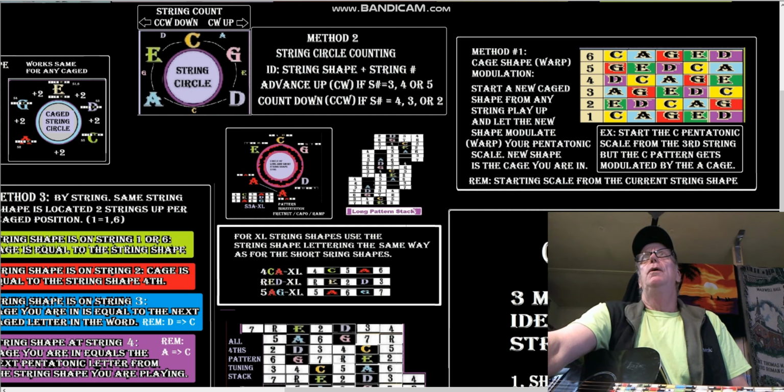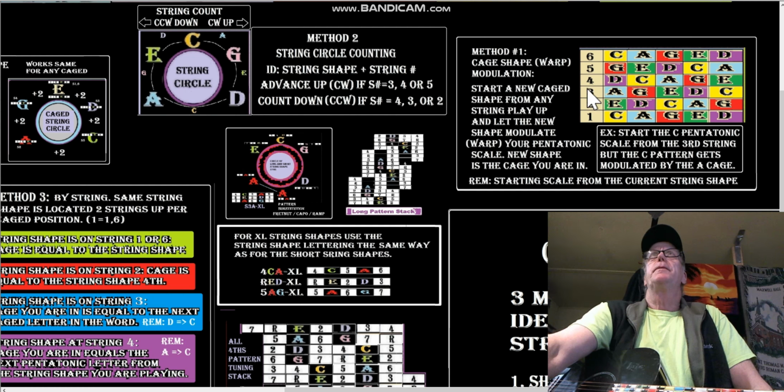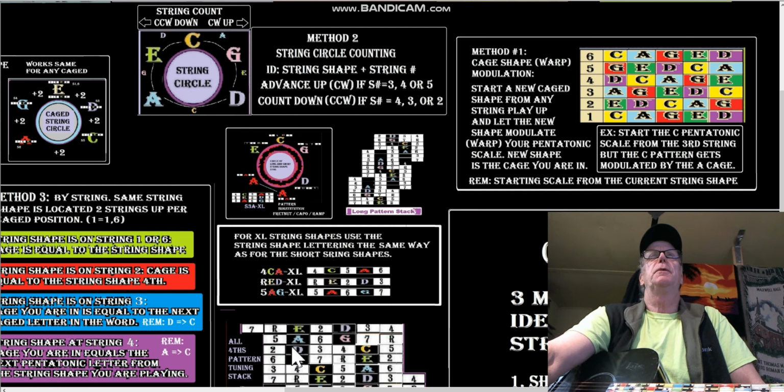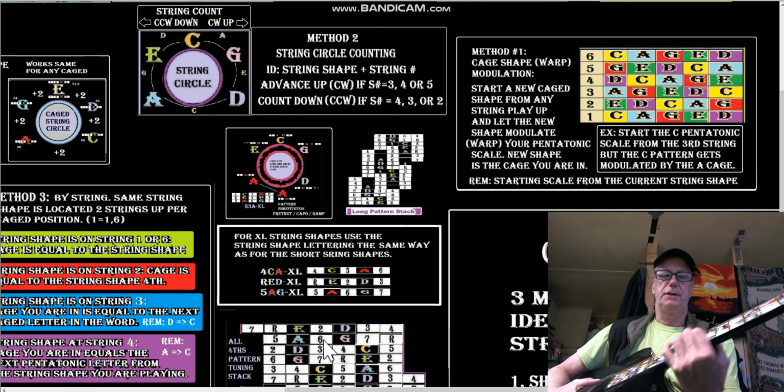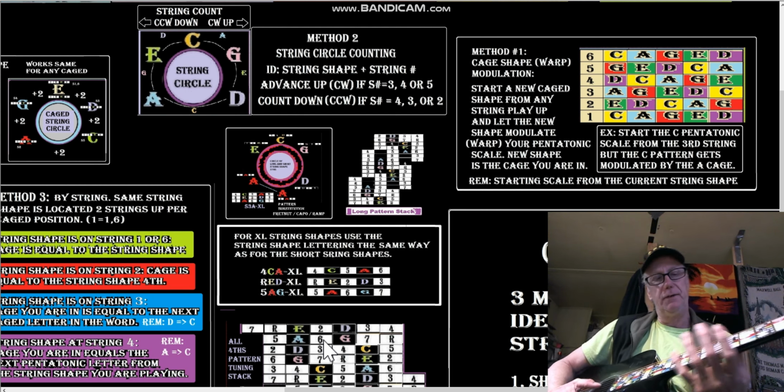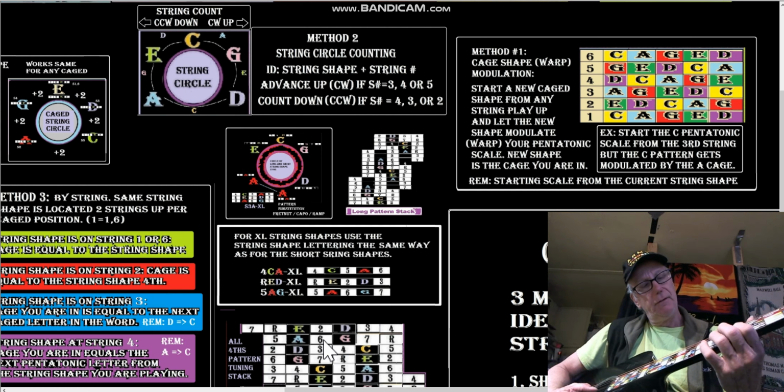Okay, so method one of finding out what cage you're in goes as follows. Let's say we're looking at the A string shape. But that's method two, we're not going to worry about it. It's just 5, 6. Root C guitar, 5, 6. There it is. They're all over the place. 5, 6.